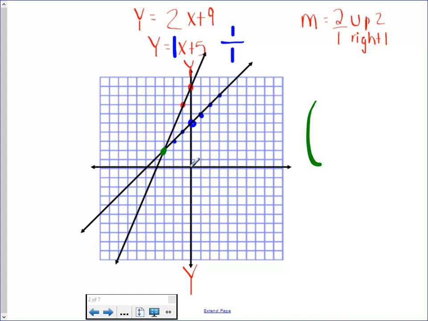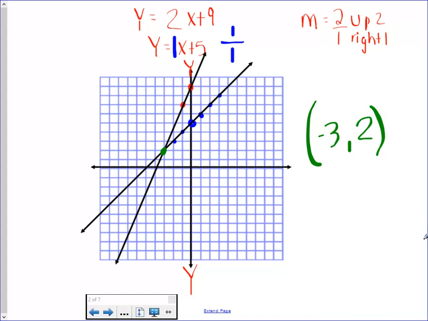Start at 0, 0. You have to go left. 1, 2, 3. When I go left, I mean -3. So I'm going -1, -2, -3. How far up do I have to go? Up 1, 2. So the point that they cross at is -3, 2.